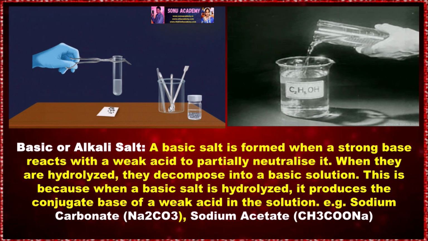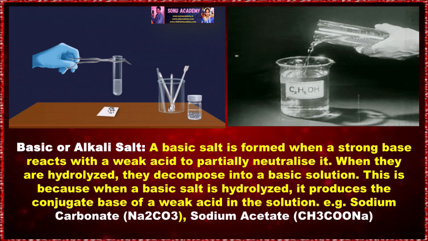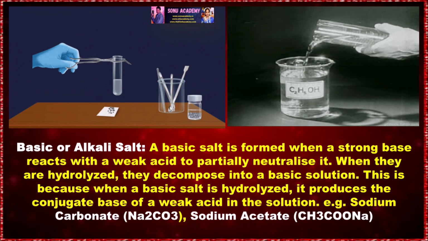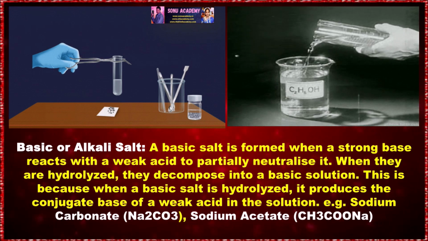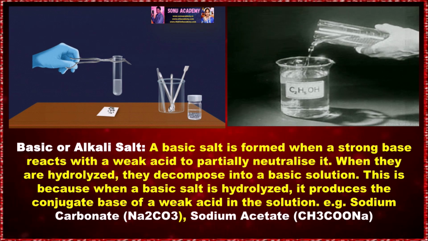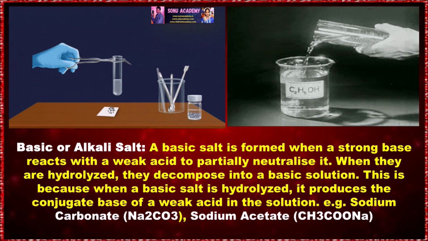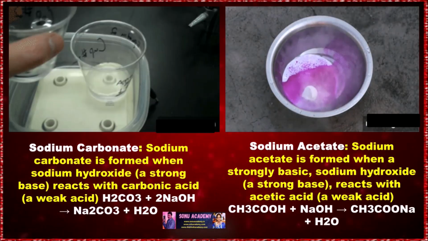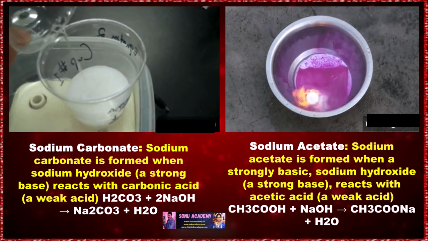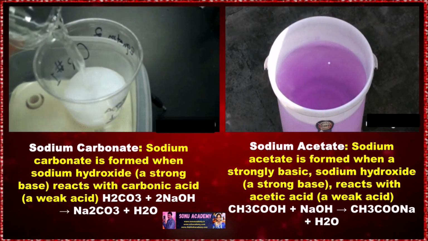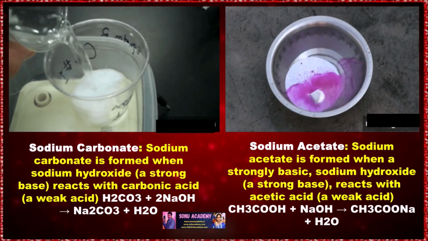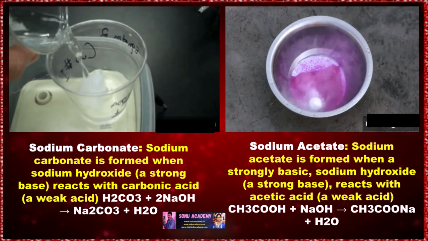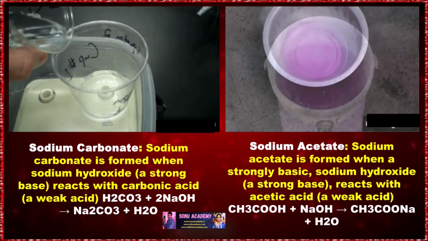Basic or alkali salt. A basic salt is formed when a strong base reacts with a weak acid to partially neutralize it. When they are hydrolyzed, they produce a basic solution. This is because when a basic salt is hydrolyzed, it produces the conjugate base of the weak acid in the solution. Examples are sodium carbonate and sodium acetate. Sodium carbonate is formed when sodium hydroxide, a strong base, reacts with carbonic acid. And sodium acetate is formed when sodium hydroxide, a strong base, reacts with acetic acid.